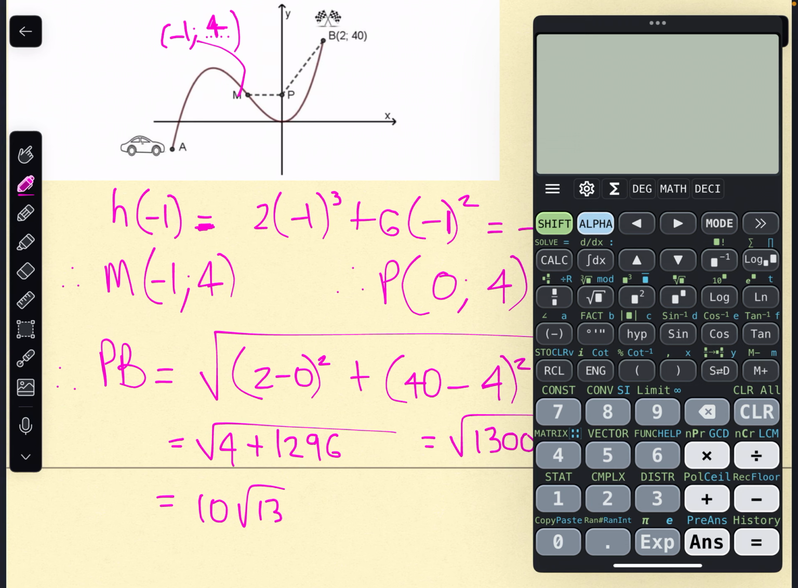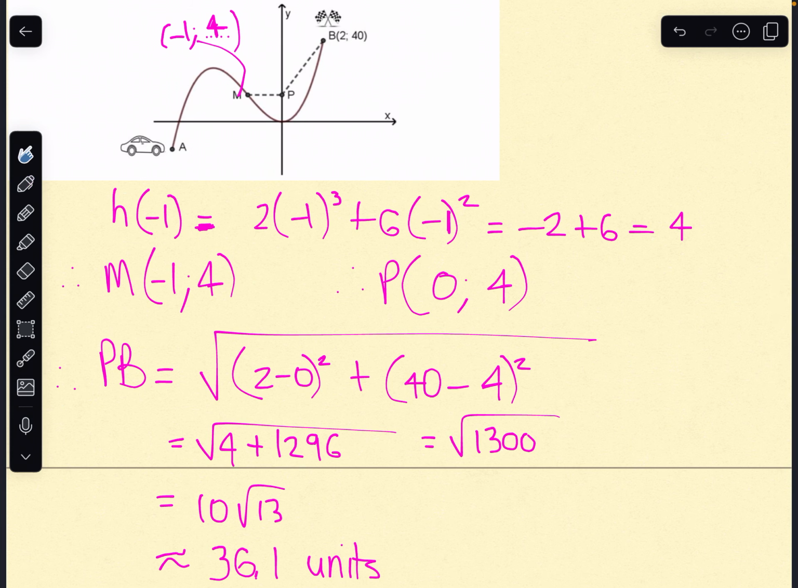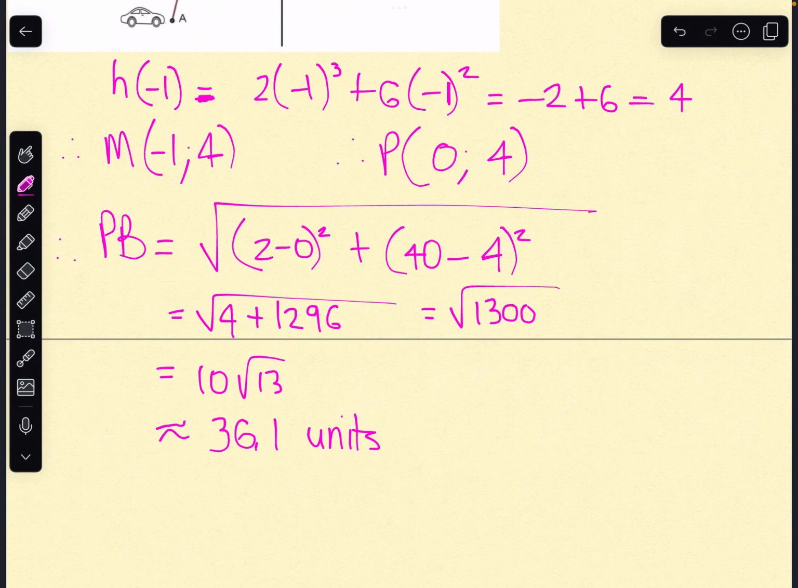In fact, let's just put this all into the calculator, really. 2 minus 0 squared plus 40 minus 4 squared. Okay, so that is about, I think IEB does 1 decimal place, so that will be 36,1 units. Right, that comma is not very convincing. Let's give it a bit of love. Let's see what the memo has to say.